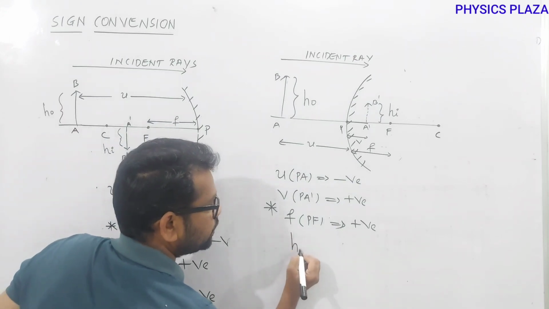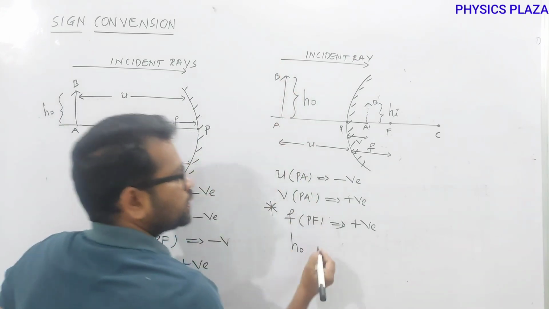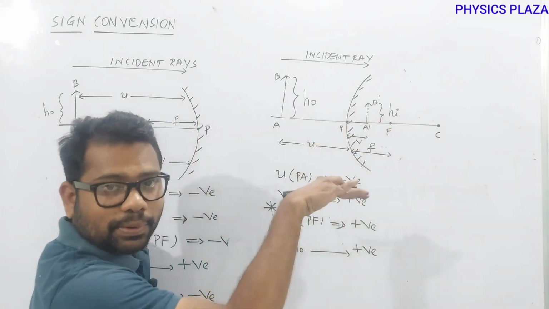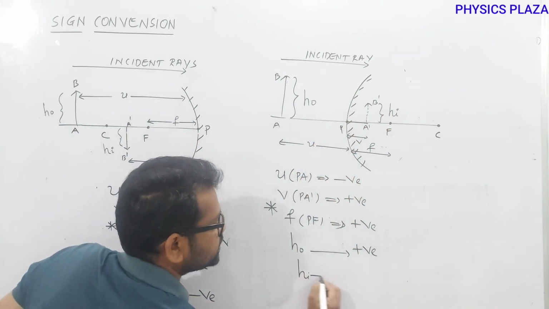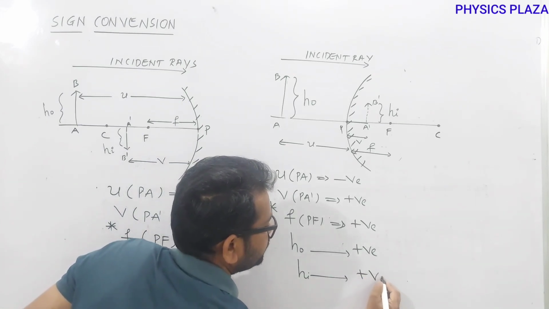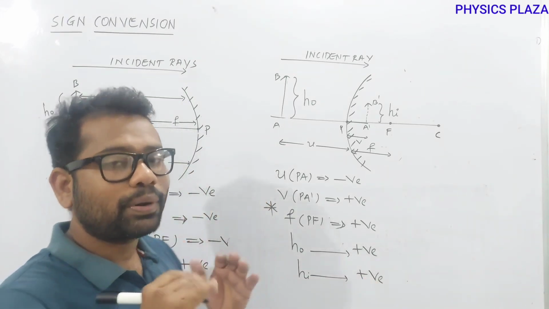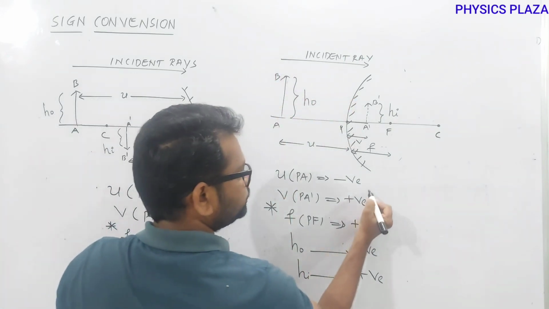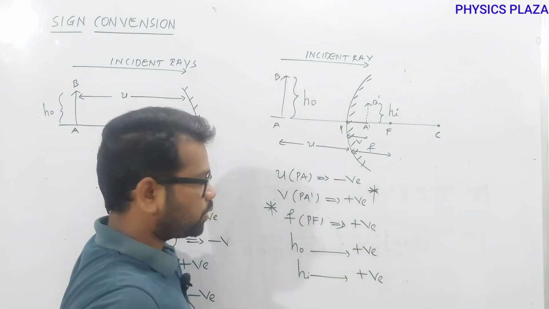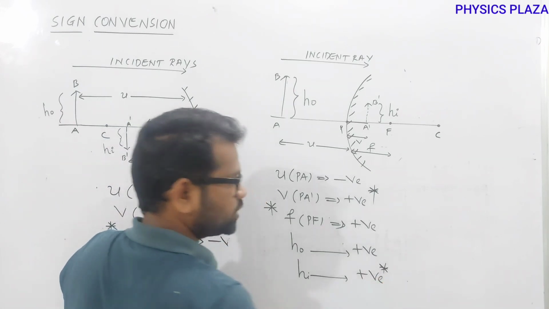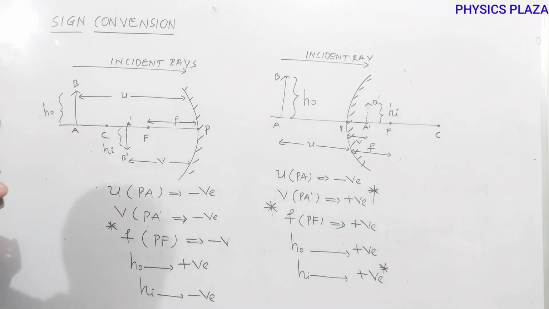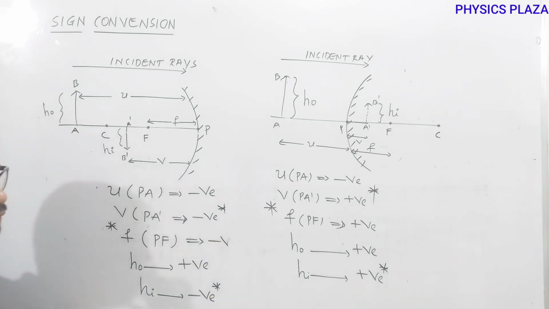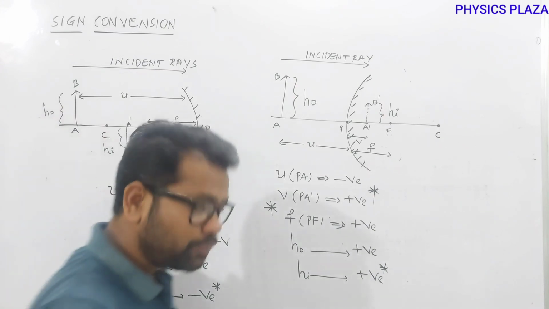Object distance and object height are above the principal axis, so positive. The image is also found above the principal axis only, so image height is also positive. Children, one common point you can notice here: for a virtual image, image distance is positive and image height is positive. Whereas for a real image, image distance is negative and image height is also negative. So these are the points we have to note down.